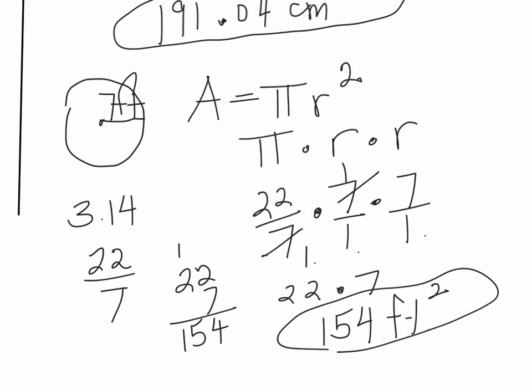And we use 22/7 for pi instead of the decimal. Could we have used the decimal? Yes, we could. But we used the fraction because our radius was a multiple of 7.